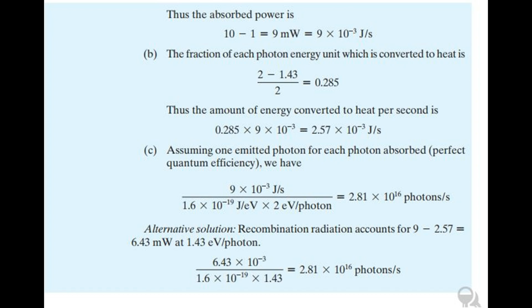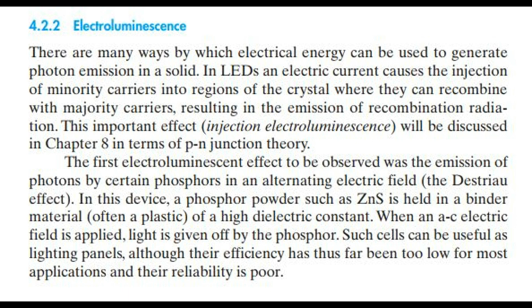Electroluminescence. There are many ways by which electrical energy can be used to generate photon emission in a solid. In light-emitting diodes, an electric current causes the injection of minority carriers into regions of the crystal where they can recombine with majority carriers, resulting in the emission of recombination radiation. This important effect, injection electroluminescence, will be discussed in Chapter 8 in terms of p-n junction theory.